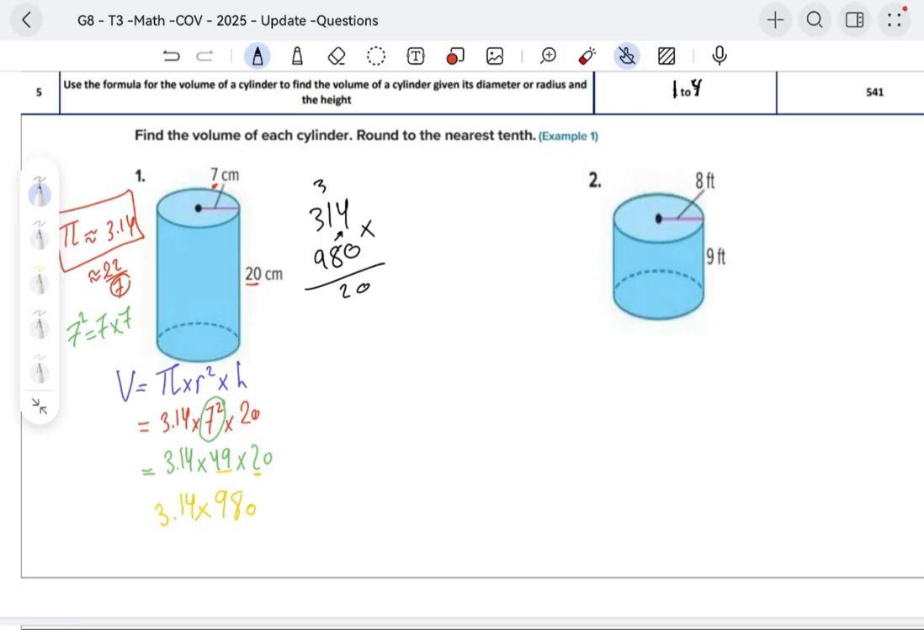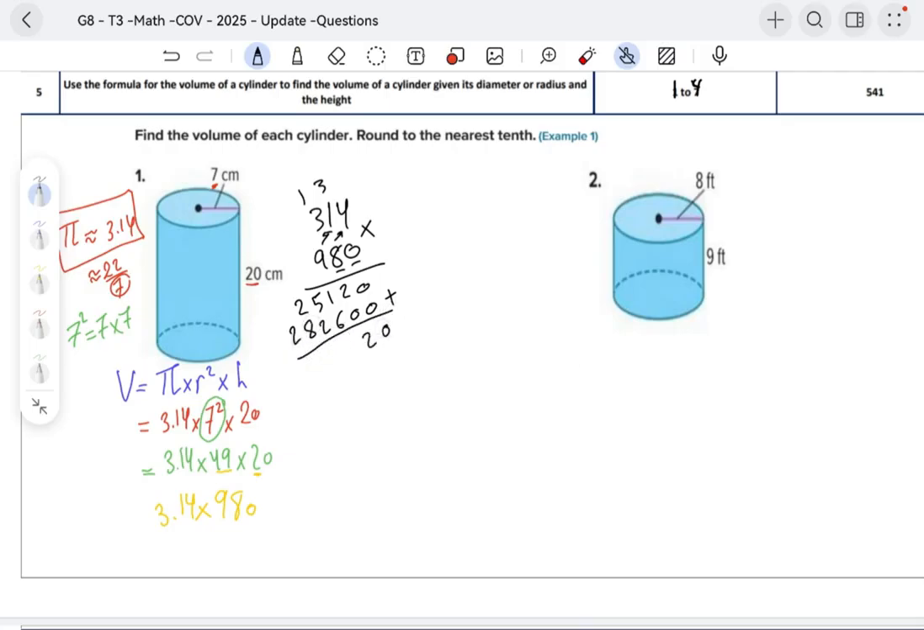8 times 1 is 8, plus 3 is 11. 8 times 3 is 24, plus 1 is 25. Plus, now let's multiply the 9. But don't forget we have 2 zeros because it's in the 100 place. 9 times 4 is 36. 6 down and 3 up. 9 times 1 is 9, plus 3 is 12. 9 times 3 is 27, plus 1 is 28.